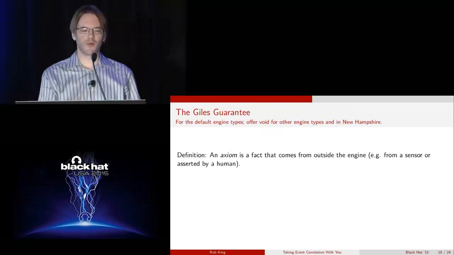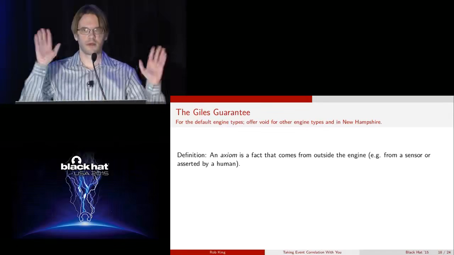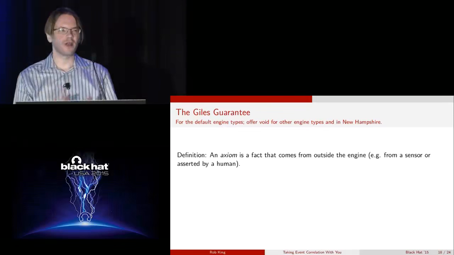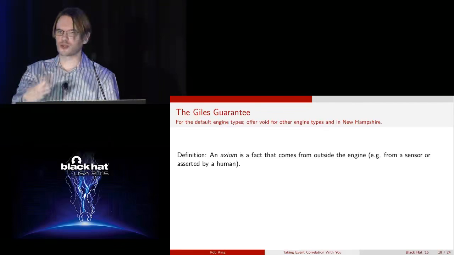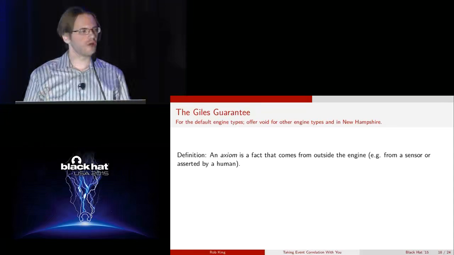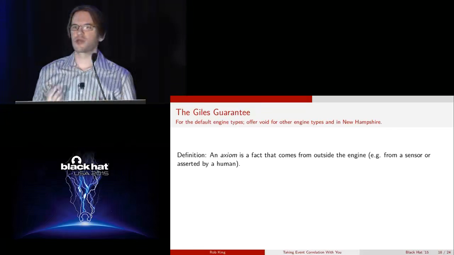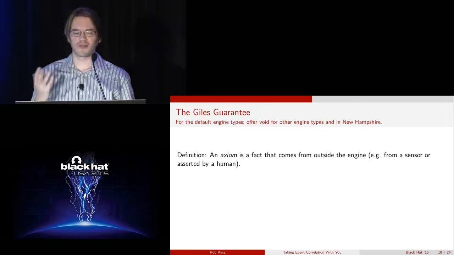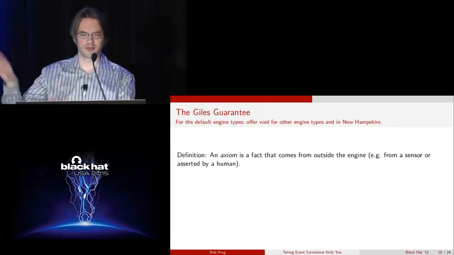And then I'm going to do a live demo. Demo gods help me. Before I do a live demo, I want to be very clear about this whole retraction reassertion thing. So Giles engines have what's called the Giles guarantee. It's a fundamental guarantee of how the engines work. For the default engine type, that is; the development version of Giles has statistical engines and stuff, and this doesn't apply there.